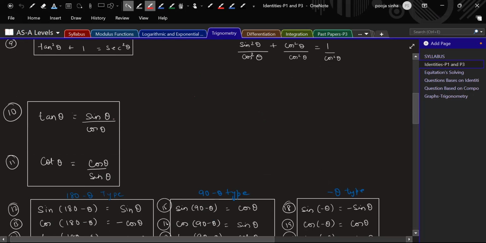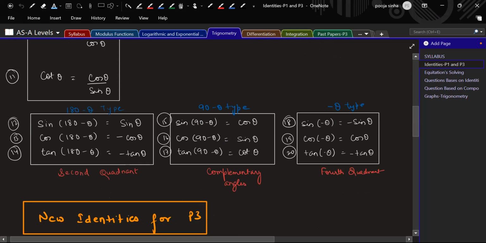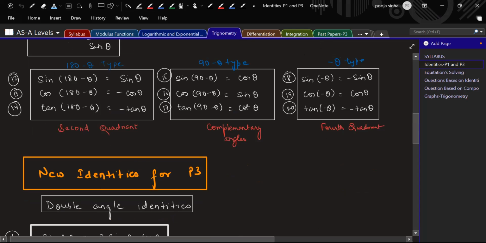Then comes another one. This we already know. This comes from last year only. It is tan theta is equal to sine upon cos and cot theta is cos upon sine. Since we use this also a lot of times, that also is converted into identities only. So the 10th and 11th identities, now we understand? Okay. Now let's come to the 12th, 13th and 14th.